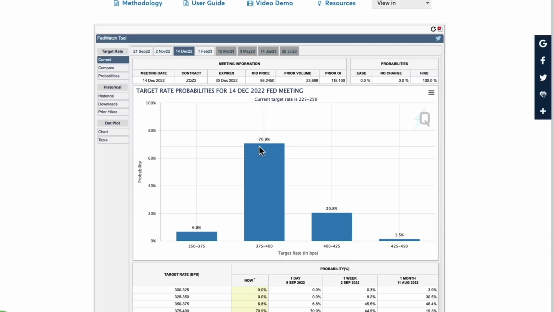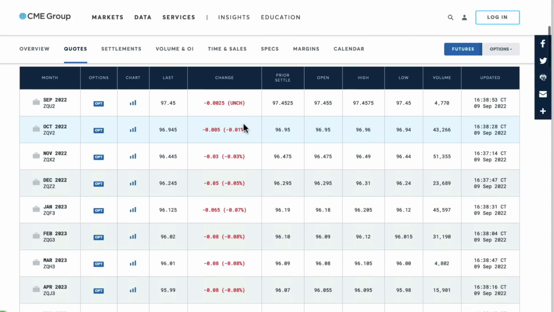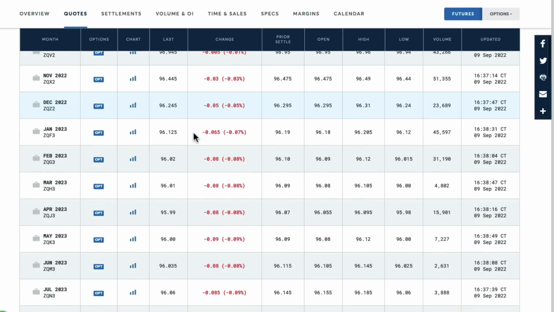But I'm just going to go through a number of sites, especially for newer viewers who are not familiar with any of the sites. These are really interesting. You can click on any one of these for any of the meetings, and you can see what the dispersion in the probabilities are. This is the CME's Fed Watch tool. You can also look at the CME's federal funds futures to see where the market has the Fed funds rates capping out.